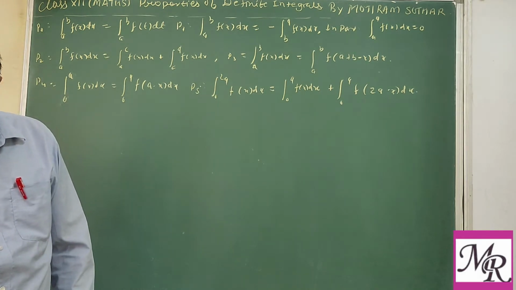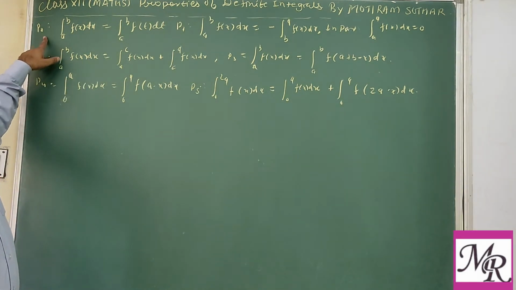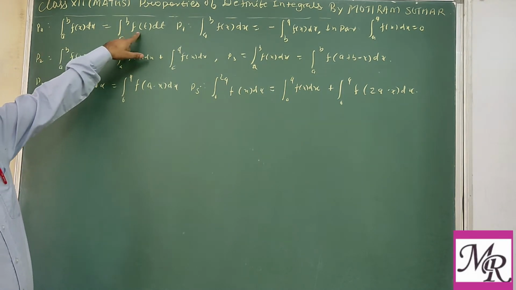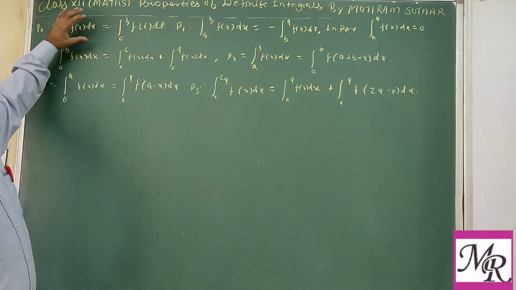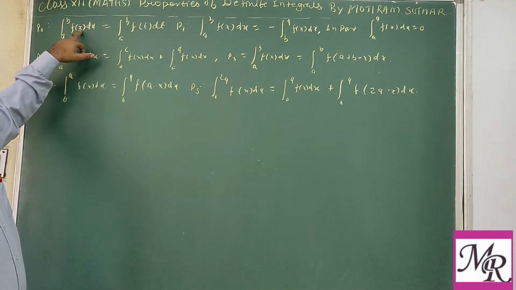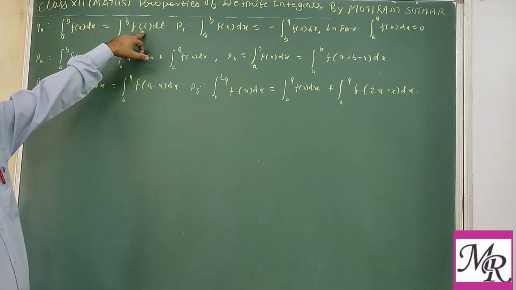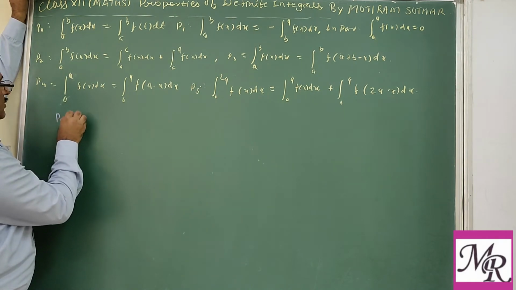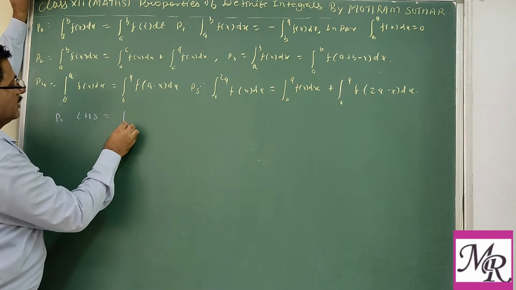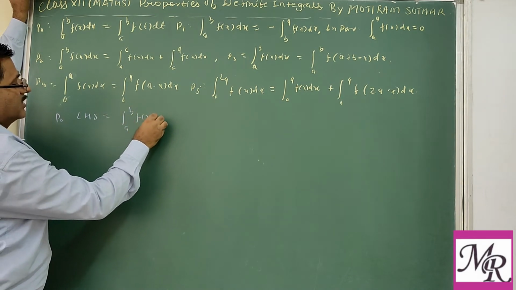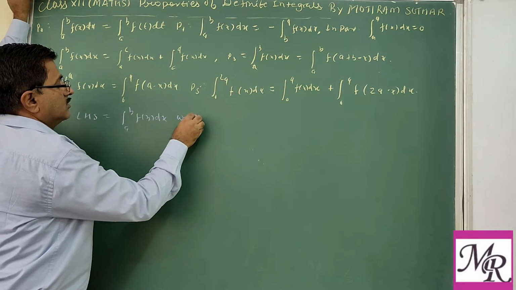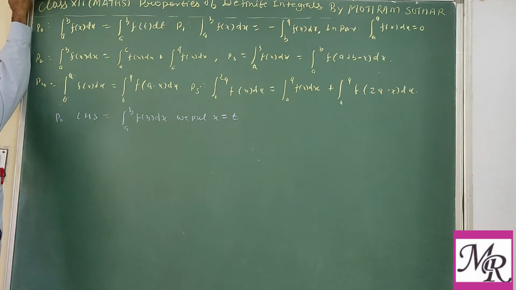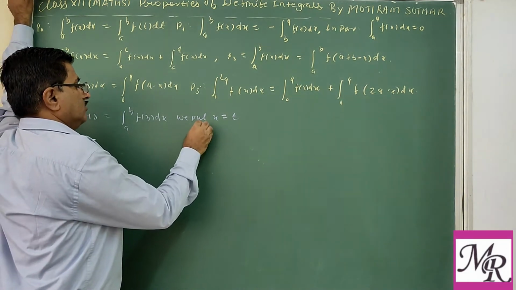Now the first property says, P0: the integral from a to b of f(x) dx is also equal to the integral from a to b of f(t) dt. So here we say the variable may be any, it may be x or t. Clear? Like here in the proof, if you write P0, the left hand side is the integral from a to b of f(x) dx. So if we put x equal to t, directly we can put variable x as t.